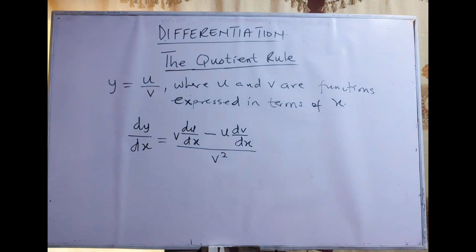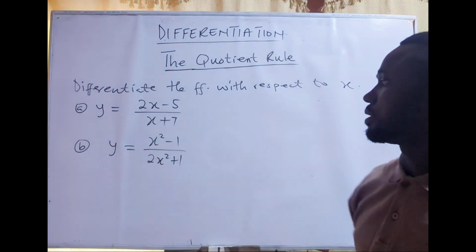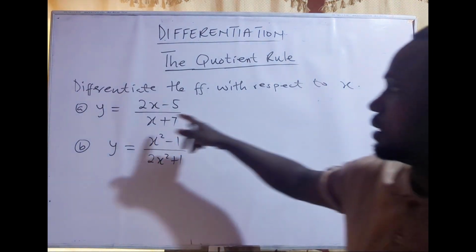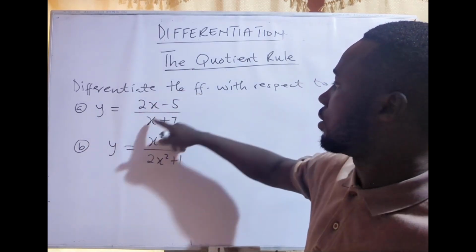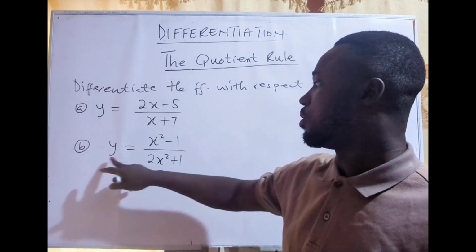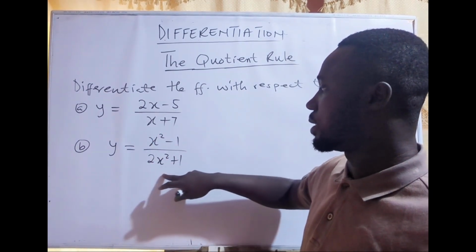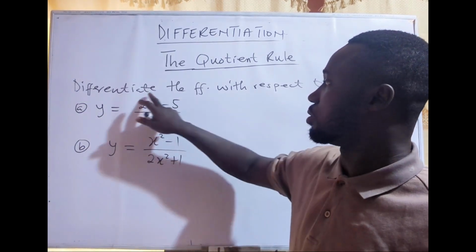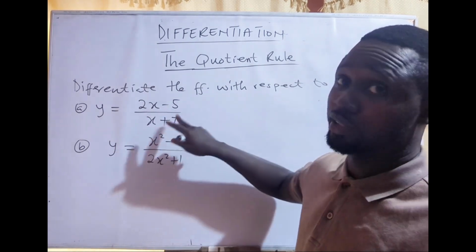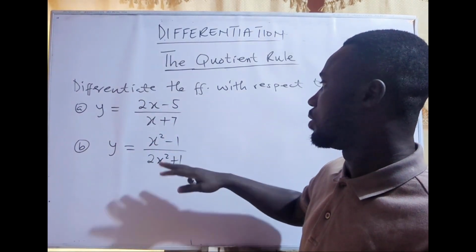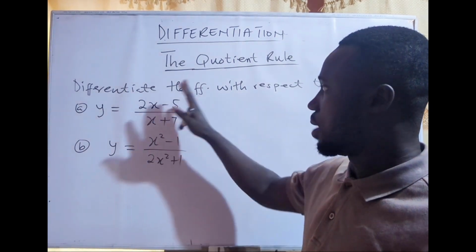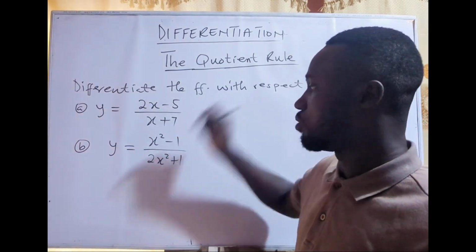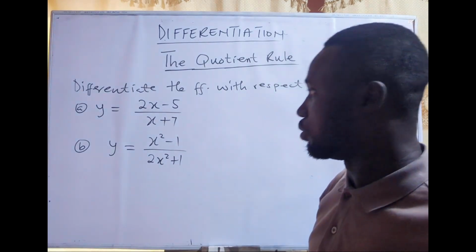Let's look at these two questions here. Differentiate the following with respect to x. y is equal to 2x minus 5 all divided by x plus 7, and y is equal to x squared minus 1 all divided by 2x squared plus 1. You can see that this function is one function divided by another function, and here is another function also divided by the other one. So when you get two functions like that, one as a numerator, one as a denominator, what you are going to use is the quotient rule.